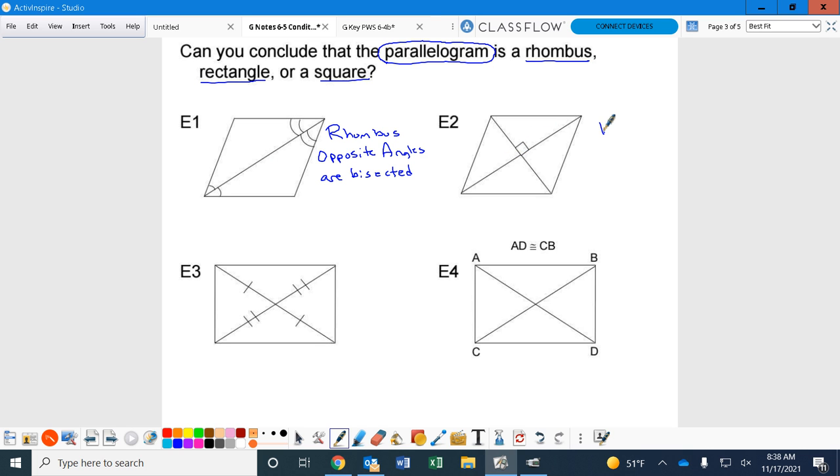Okay, rhombus is correct, but we need a reason. Why is this making this into a rhombus? There we go. Perpendicular diagonals, which is a weird word when you say that all day. Perpendicular diagonals is the reason that that's going to be a rhombus. On the next one, can we conclude that that is a rhombus, rectangle, or a square?